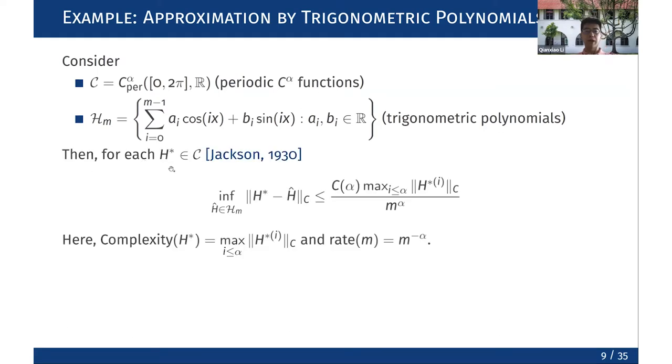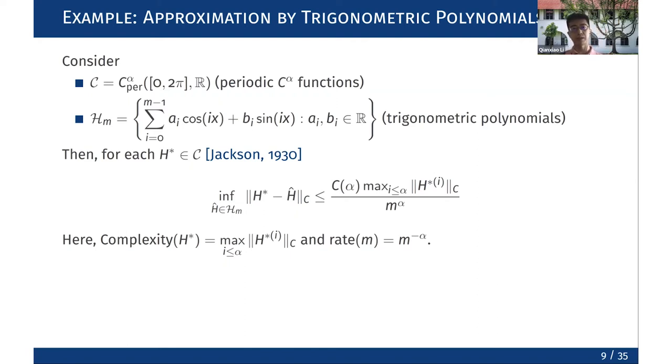Okay, so then we have the following result due to Jackson. This is a very classical result that says that the best approximation error you can get of any function h star is given by the following form, which is what we said before, right? The complexity of h star is simply the norm of h star and its derivatives. So if h star is a very smooth function in this concept space, then this number is small, right? If it's a very zigzaggy function, this number is very big. And then m to the minus alpha is the rate, where alpha is the smoothness of this function. And this is a polynomial kind of rate towards zero.